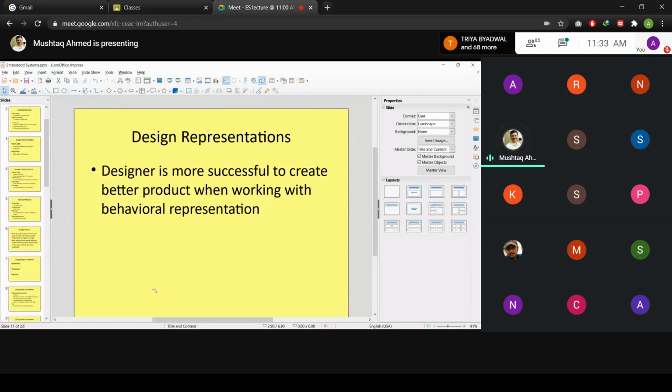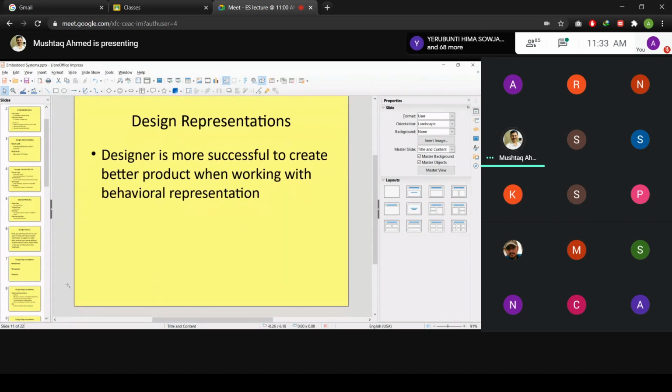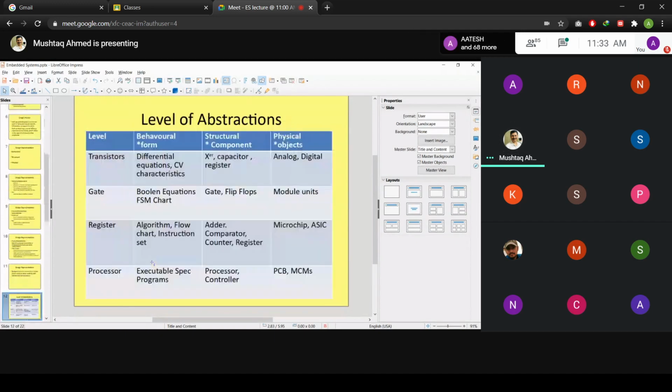That is why it is preferable to visualize how that device would function, or whether the behavioral description which has been given is properly functioning according to that or not. So as you can see over here, we have the different levels of abstraction and three different types of form. One is the behavioral, structural, and physical format, which can be used in order to define the device.